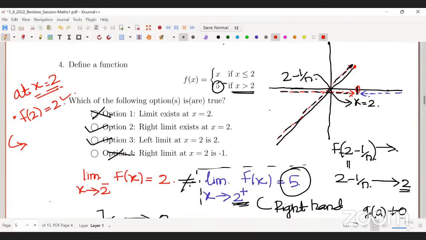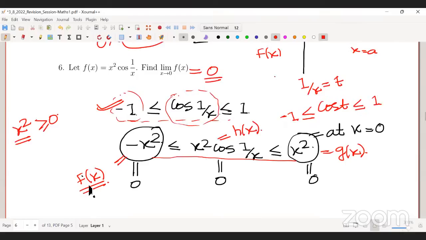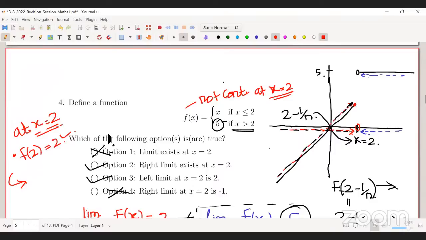I can directly say that this function, whatever I have defined here, is not continuous at x equal to 2, because this function doesn't have a limit at x equal to 2. Whether the function is defined at 2, I have already said. It is defined. That is the first thing you need to check, and we have already checked that the function is defined at 2, and the value of the function at 2 is 2.